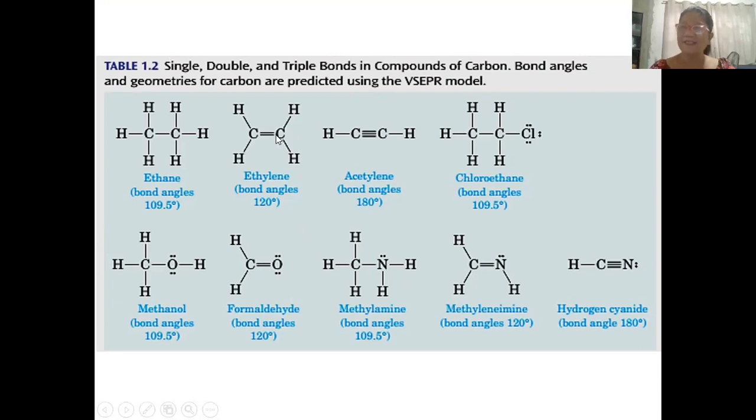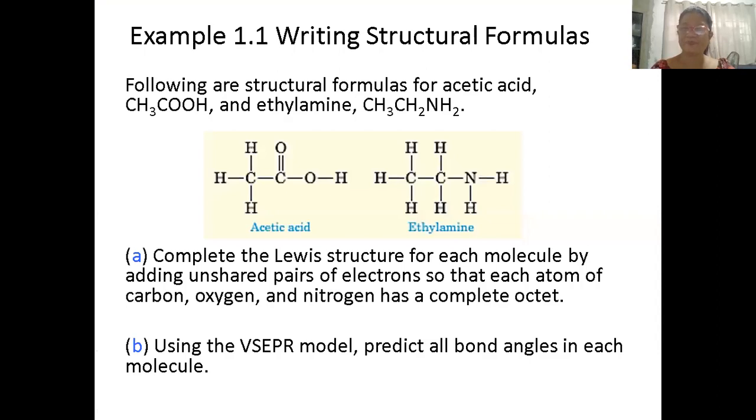A single bond has one sigma bond. A double bond is one pi bond and one sigma bond. A triple bond is two pi bonds and one sigma bond. Okay.